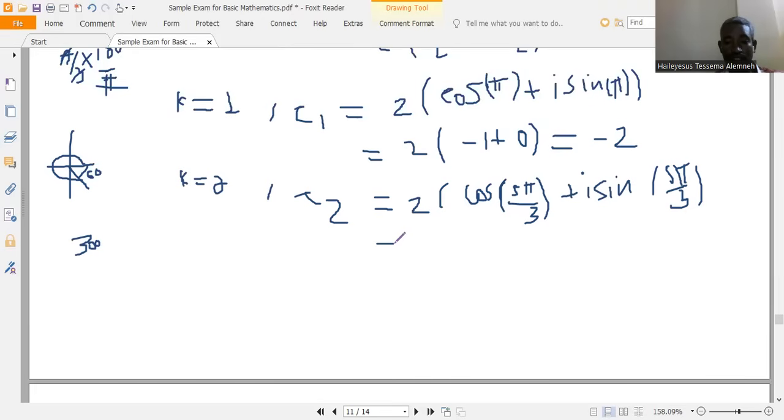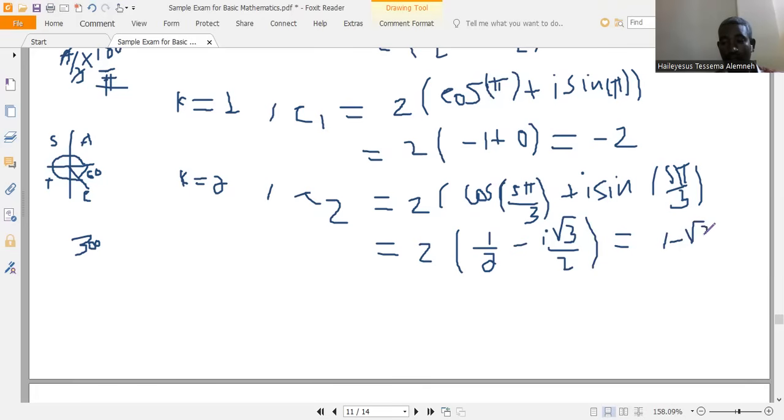So it's the same as 2 times cos 60 minus i sin 60. On the first quadrant all are positive, sine is positive on the second, tan is positive on the third, and cos is positive on the fourth quadrant. So which is 1 over 2 cos minus i times radical 3 over 2. Multiplying by 2, we get 1 minus radical 3i. 1 minus radical 3i is the third root.